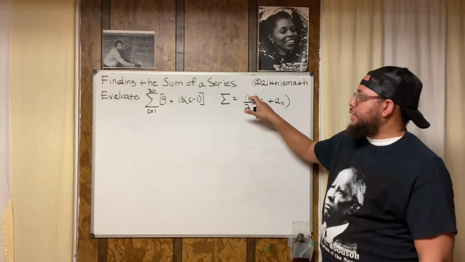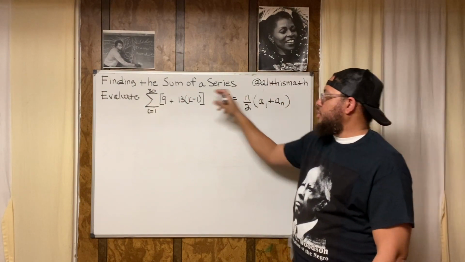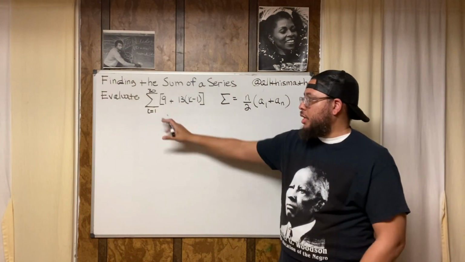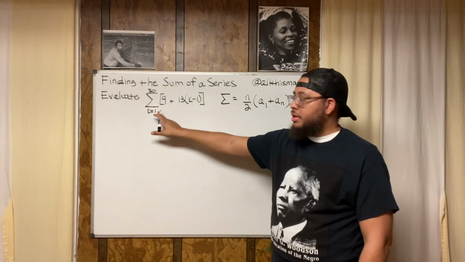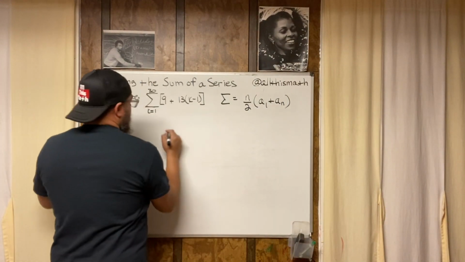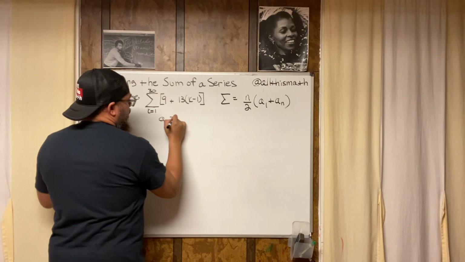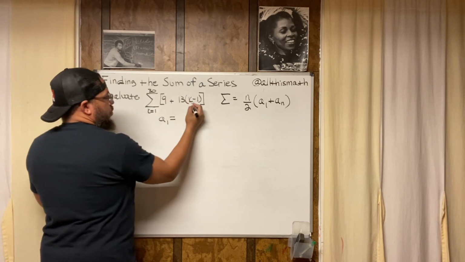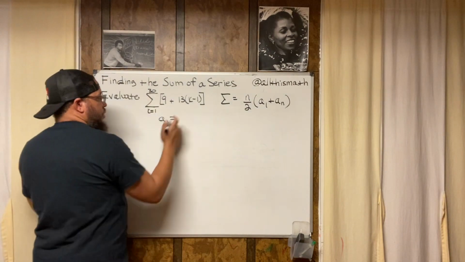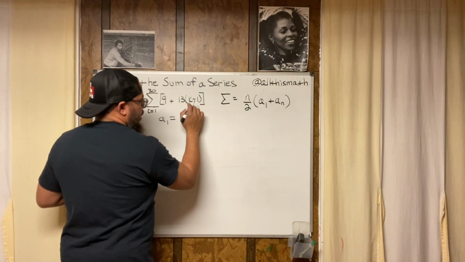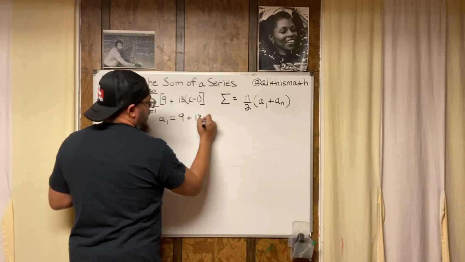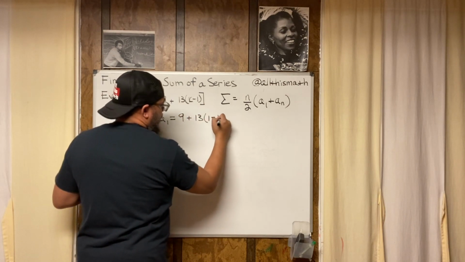I already know what n is. N is 30. I know that. But a sub 1 is the value we get when we plug the first number in the sequence in, right? So watch this. A sub 1 is equal to all of this with a 1 plugged in place of the K. That's it. So I'm going to say 9 plus 13 times 1 minus 1.